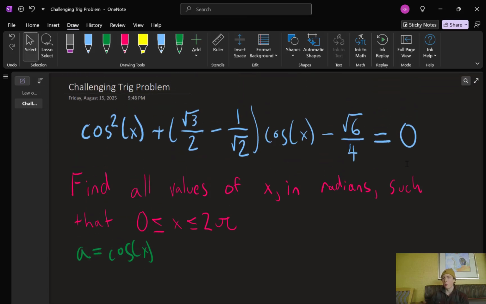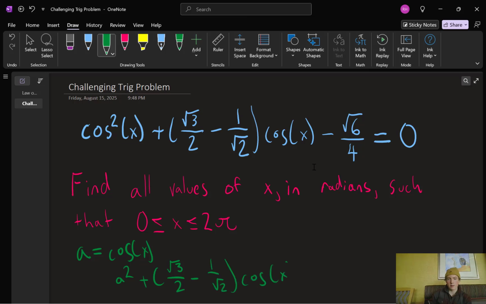The first go around on this one, I tried to make it more complex than I needed to. One roadblock you could run into is if you try to use a bunch of different trigonometric formulas. That doesn't work too well here. You have to first identify that you can actually factor it out. So if we say a is equal to cosine x, then this simplifies to a squared plus square root 3 over 2 minus 1 over square root 2 times cosine of x.